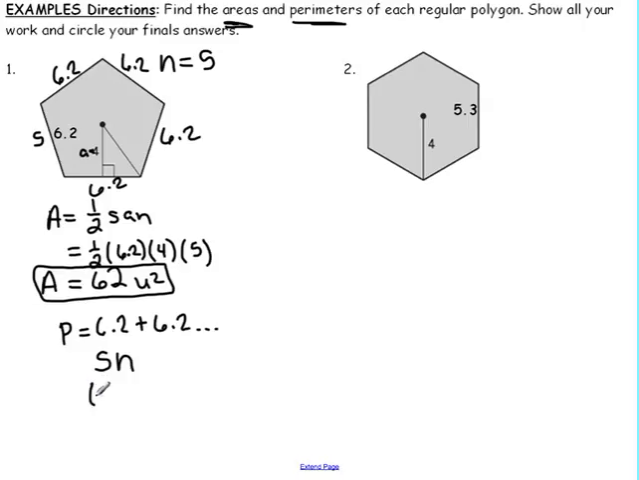So in this case, 6.2 times, well, how many 6.2s are there? There's 5 of them. So we'll say 6.2 times 5, your side length times your number of sides. And that should just give us exactly, let's see, my calculator doesn't seem to be working here, 31 units. Remember that perimeter is always going to be just units, and your area is going to be square units.